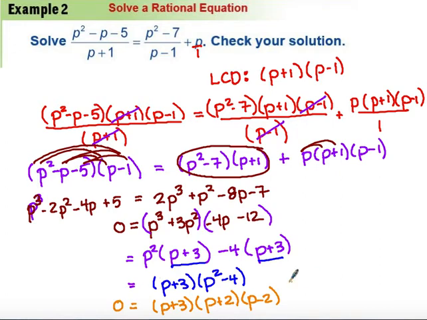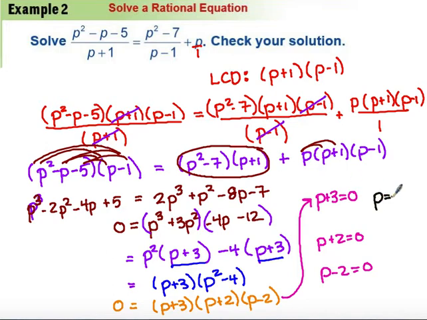And I'm going to use my zero product property at this point. So my zero product property means I'm going to set each factor equal to 0 and solve. So my solutions will give me p is equal to negative 3, p is equal to negative 2, and p is equal to positive 2.